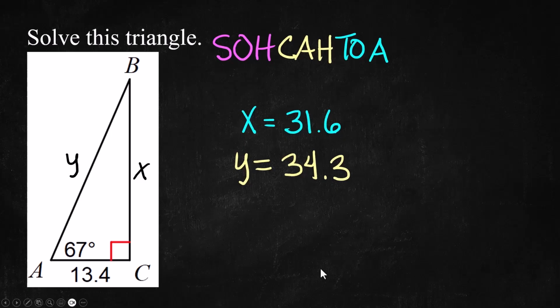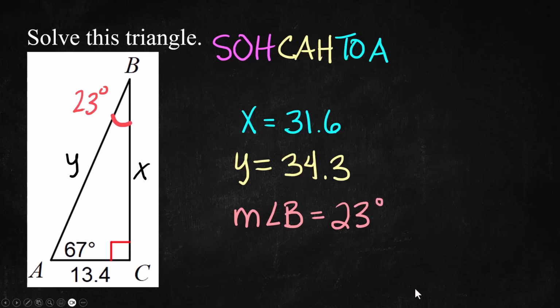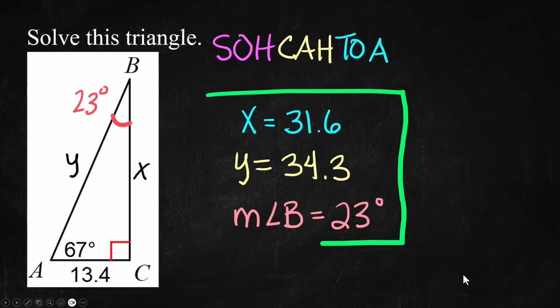We still have one thing that's missing, and that is the angle up at the top, but that's pretty easy to get. This is 90, that's 67, and all the angles have to add up to 180. Subtract the 2 you know, and you're going to come up with the measure of angle B equal to 23 degrees. Then put a box on it. You are done with that.